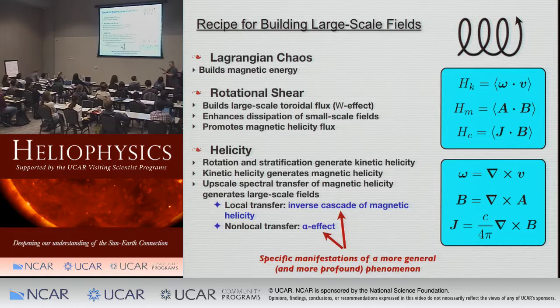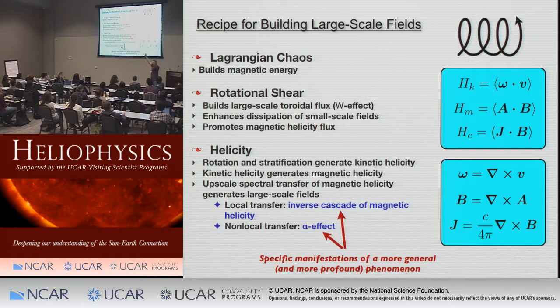And the alpha effect is an example of helicity. As Amitava showed, it's related to the kinetic helicity of the flow. But it's part of a more general concept that you can build large-scale fields by helicity. In ideal MHD, if there's no diffusion, the topological helicity of a magnetic field is conserved. So you can twist small scales, and then large scales will unravel.